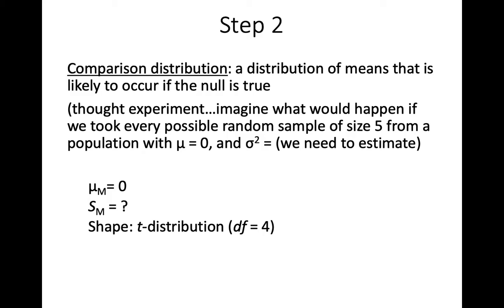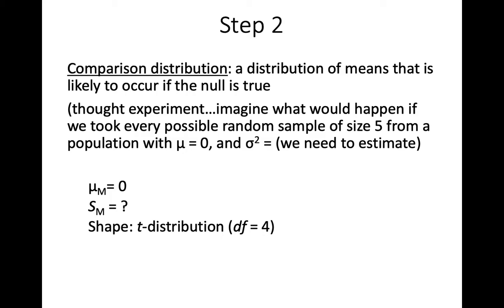Okay. Step 2, our comparison distribution is the distribution of means that is likely to occur if the null is true. Again, let's kind of close our eyes and try to do this thought experiment and imagine what would happen if we took every possible random sample of size 5 from a population with mu equal to 0 and a variance that we don't know, but that we know we need to estimate. Okay? Why mu 0? Because under the null hypothesis, there's no change. There's no difference. So that's the value that we're always going to use as our comparison value when we're doing a dependent samples t-test.